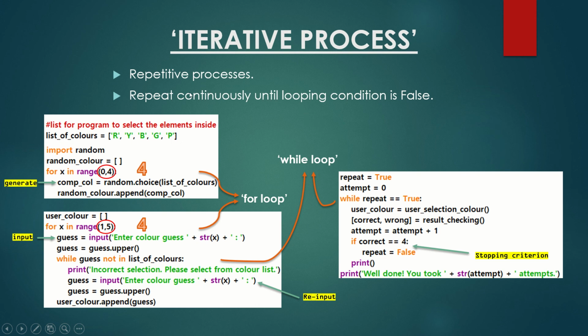The following technique is the iterative process, which is useful for repetitive processes. The task will repeat continuously until the looping condition is false. For loop and while loop are being applied. The for loop has been used to generate random colors 4 times and print the input prompt to let the user enter selections 4 times. Subsequently, a while loop is applied twice. If the user's input is not in the list of color selections, it will fall into a while loop where re-input will be prompted. At the end of this program, another while loop is used to verify whether to repeat this task or not, depending on the value of the correct variable.